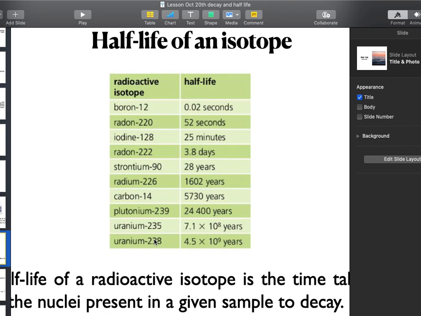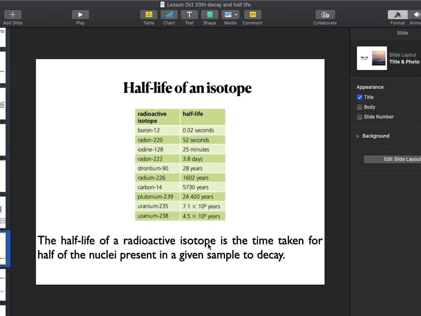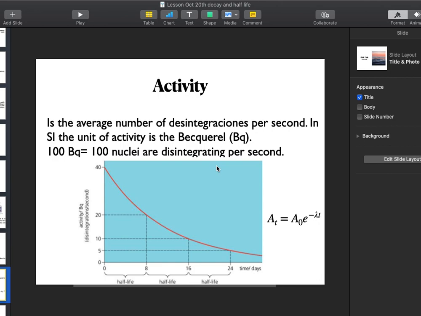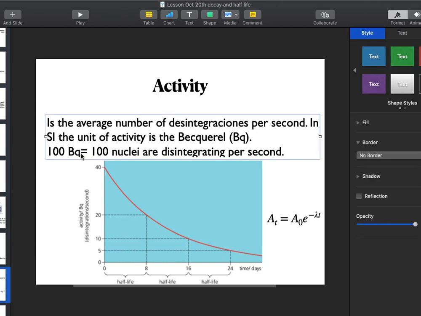And for uranium-238, we have 4.5 times 10 to the power of 9 years. So it's a lot of years. Okay, so in this case, this is a kind of unit that we use, that is the becquerel, the average number of disintegrations per second. But this is just so that you know that there is a unit in order to know the half-life.